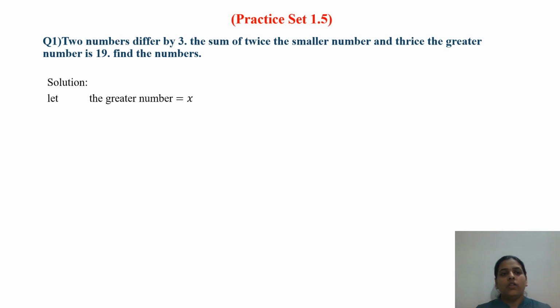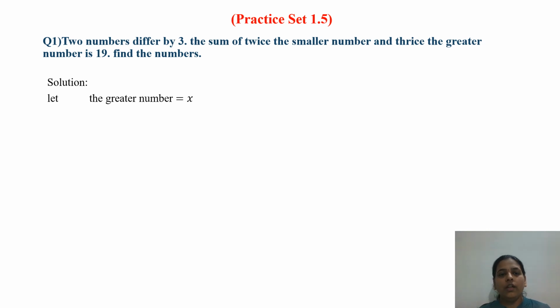Solution. What is the question? Two numbers differ by 3. This means there are two numbers, and the difference between these two numbers is 3. Then the sum of twice the smaller number and thrice the greater number. Two numbers are included in this question, but one number is smaller than the other. So how do we build the equation according to this statement?